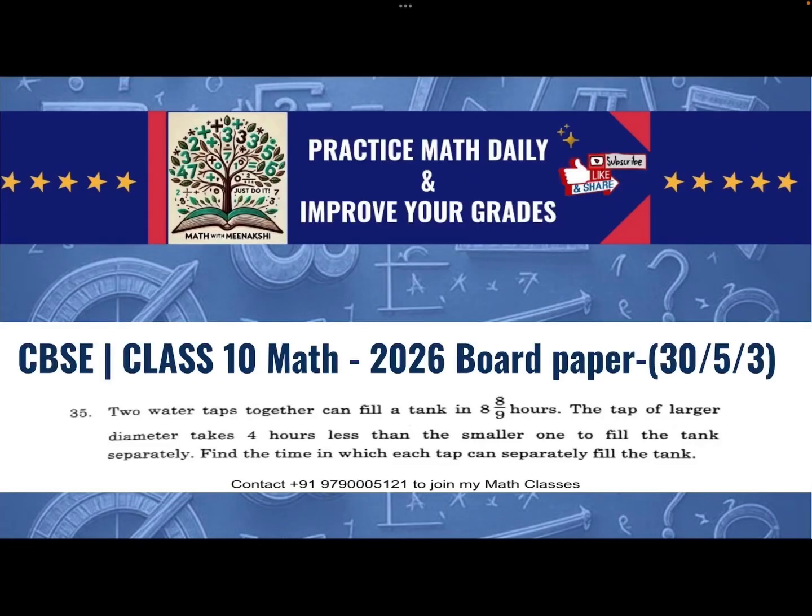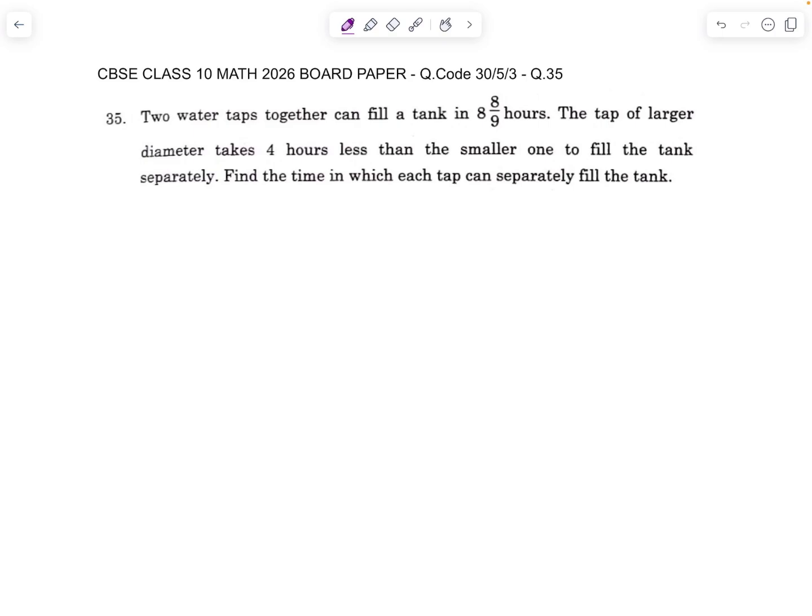Hello all, in this video I am going to solve question 35 from the CBSE Grade 10 Standard Math 2026 board paper. The question paper code is 30/5/3. Question 35. Two water taps together can fill a tank in 8 by 9 hours. The tap of a larger diameter takes 4 hours less than the smaller one to fill the tank separately. Find the time in which each tap can separately fill the tank.